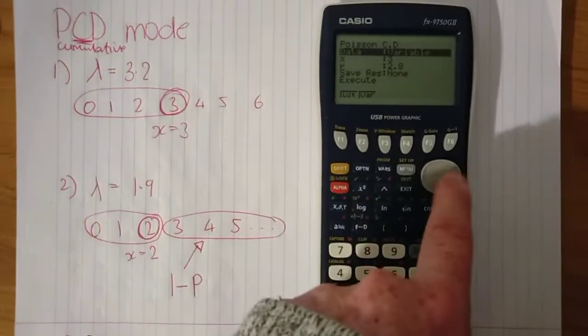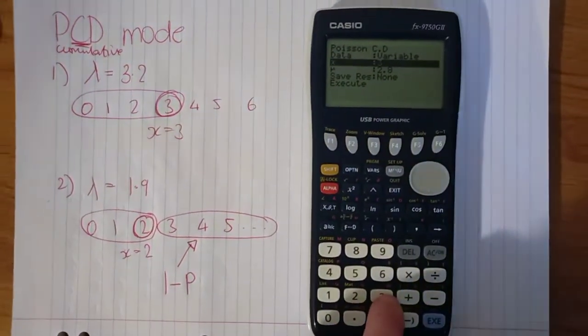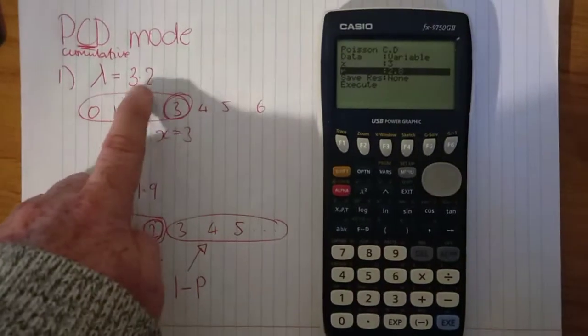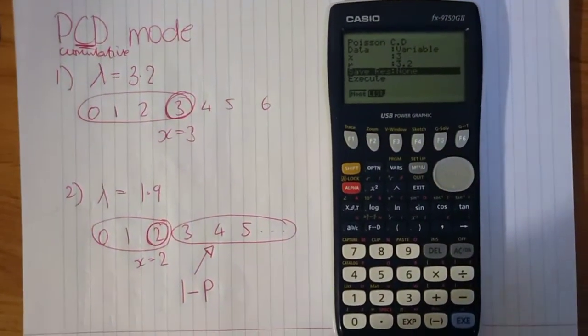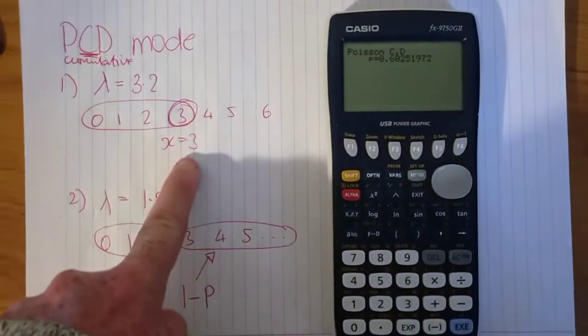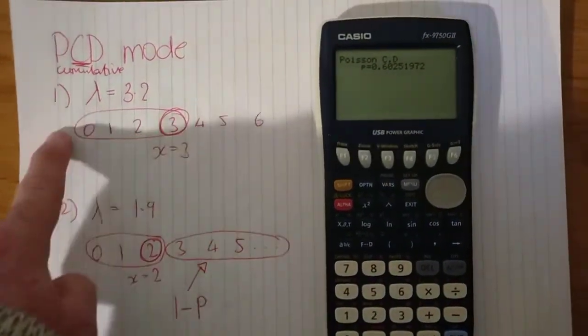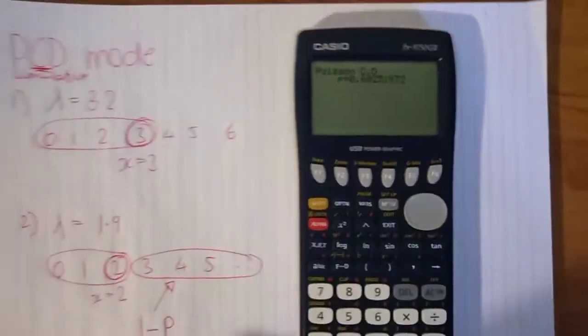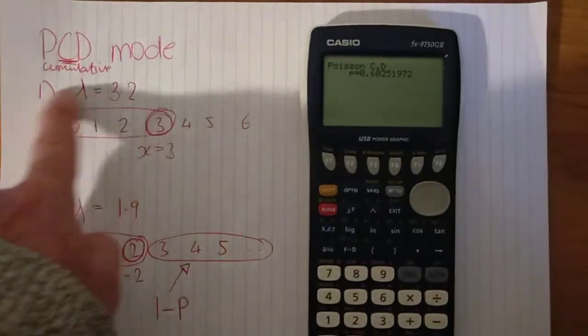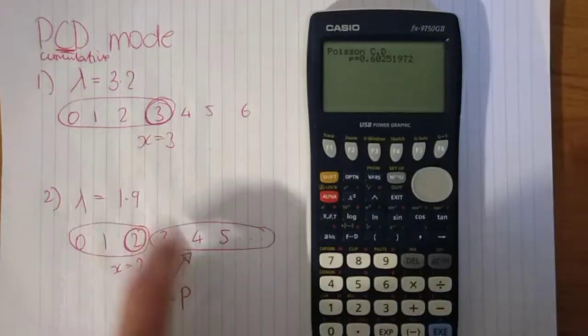So let's put 3 in as our x value, and we then have to put our lambda of 3.2 in our mean spot. And when we click execute, we'll find the probability of x of 3 or less, and that was 0.6025, rounded to 4 dp. So the probability of this is about 60%.